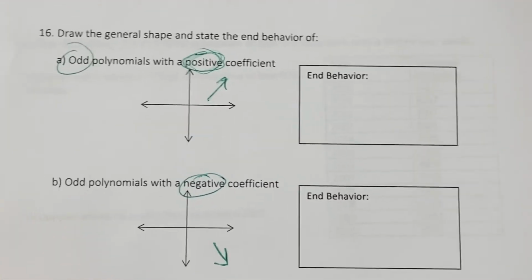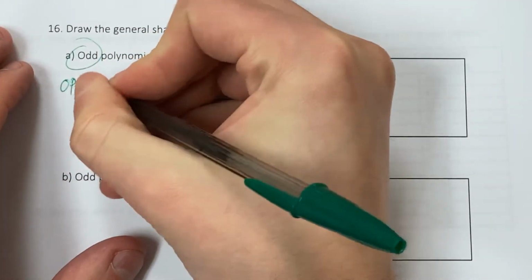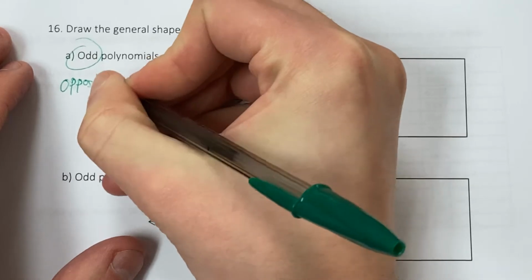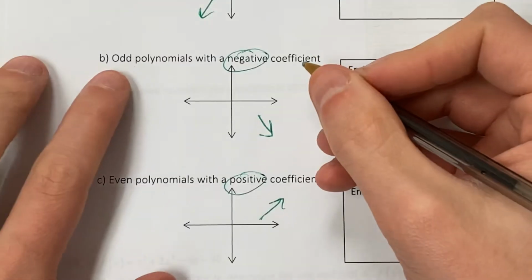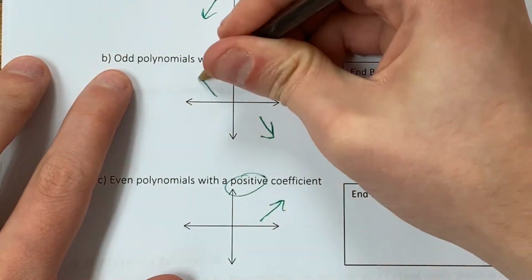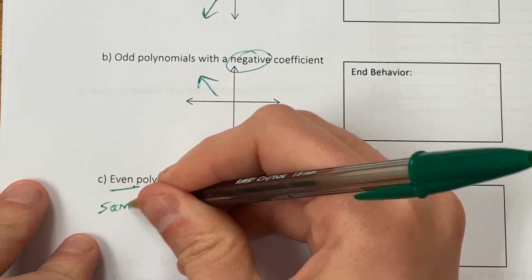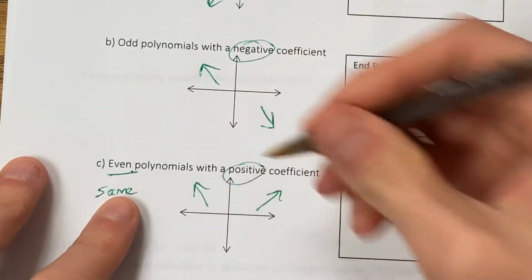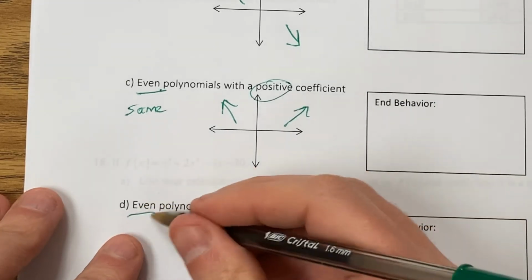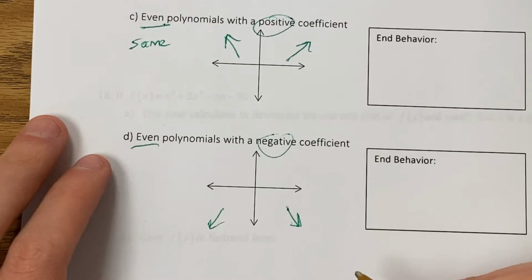For the whole odd versus even thing, any odd goes the opposite direction. So for all these ones that say odd, it's going to go the opposite direction. Even will go the same direction. So since this one's going up, so will the other. It says even, so it's the same. This one's going down, so this one always goes down.